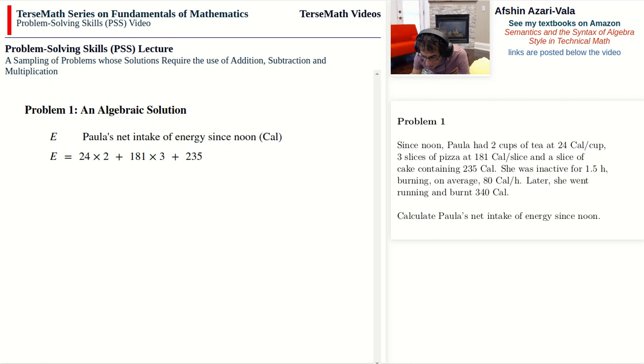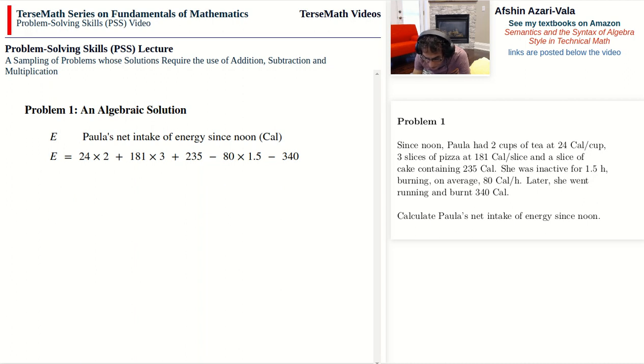And then there come 2 losses. The first one, when she was inactive for 1.5 hours, burning on average 80 calories per hour. And so we subtract 80 multiplied by 1.5. And then we subtract 340 calories, which is what she lost when she went running. So here we have an equation. Now this is the model for problem number 1.